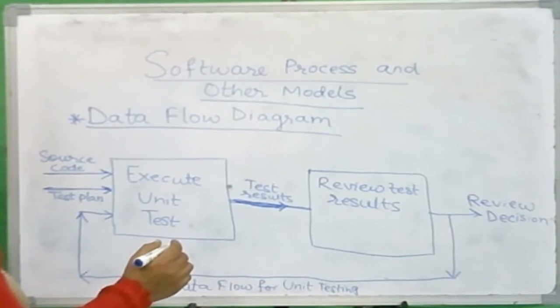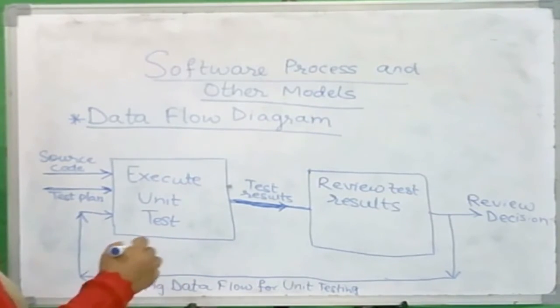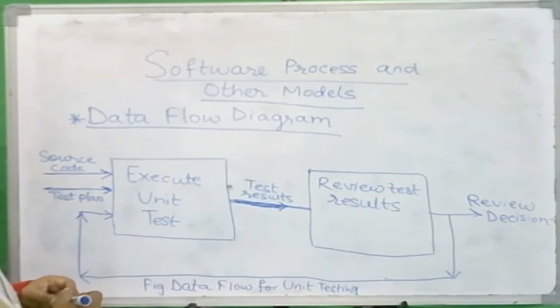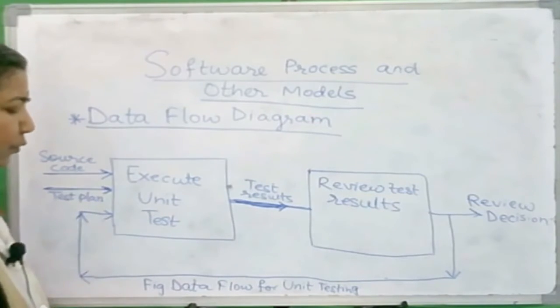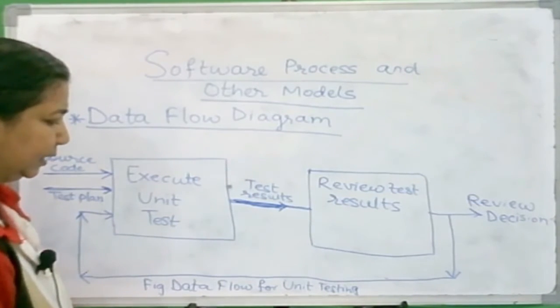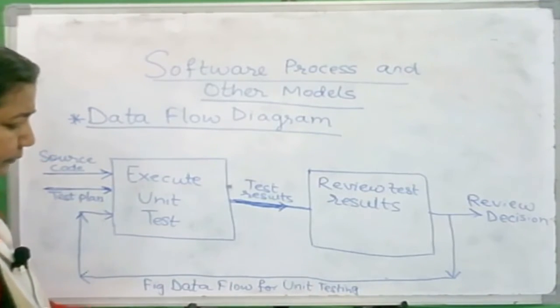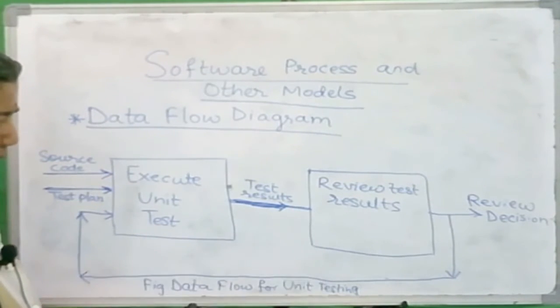Unless and until we get the correct output, this process or this loop will go on, and then finally we will get the review decision. This is the example of a data flow diagram. Next type of model is the Petri net model.